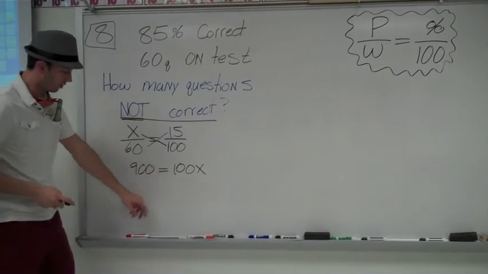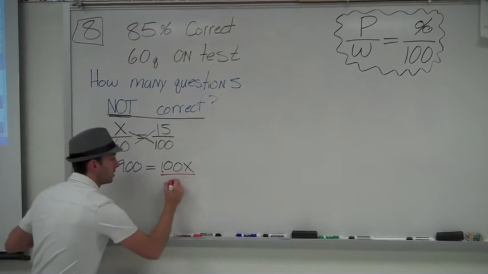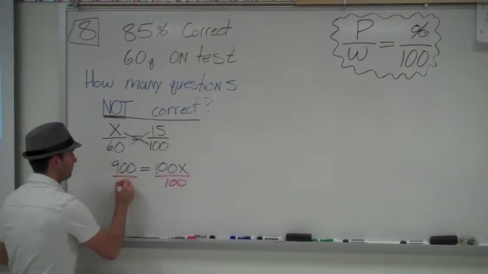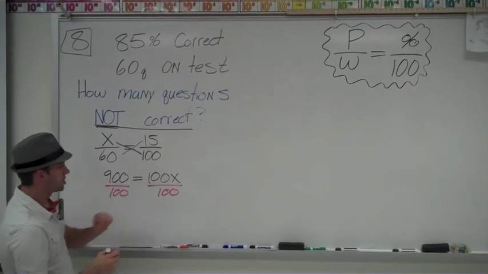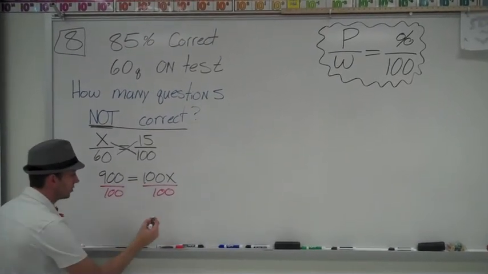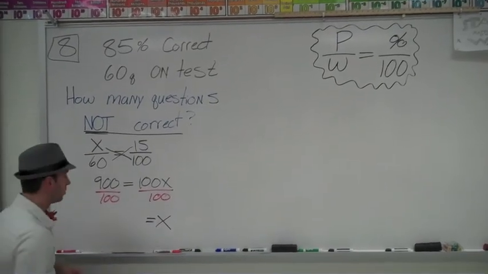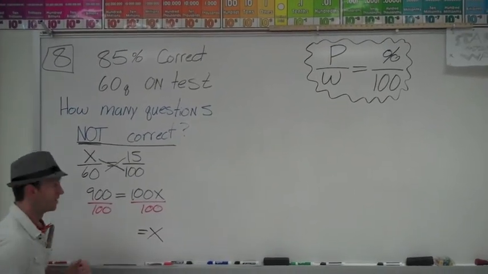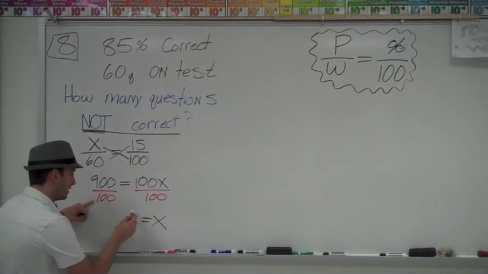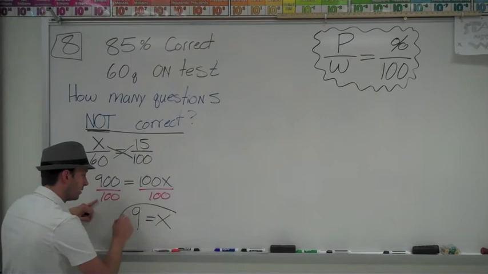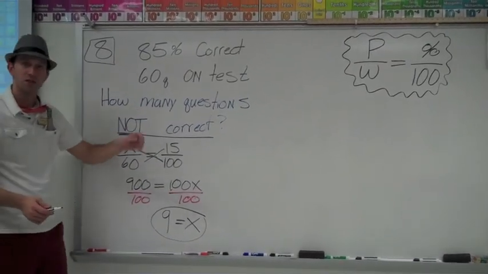In order to solve this problem, we are going to divide both sides by 100. When we do that, the hundreds cancel out. What we have left on this side is a big old X. And all of you know, just like every creature of the forest, 900 divided by 100 is 9. Our lad answered 9 questions incorrectly.